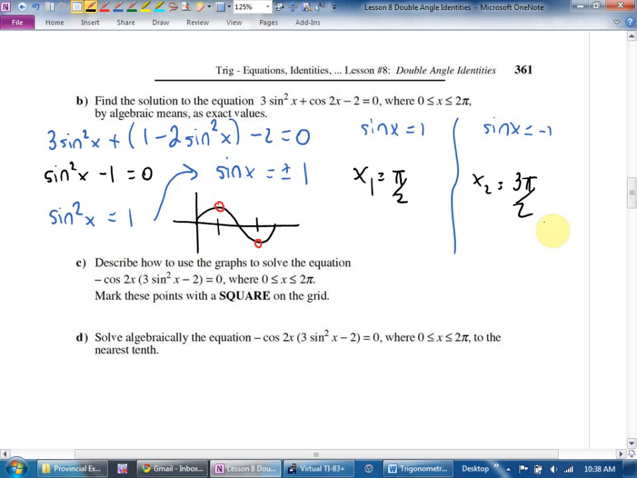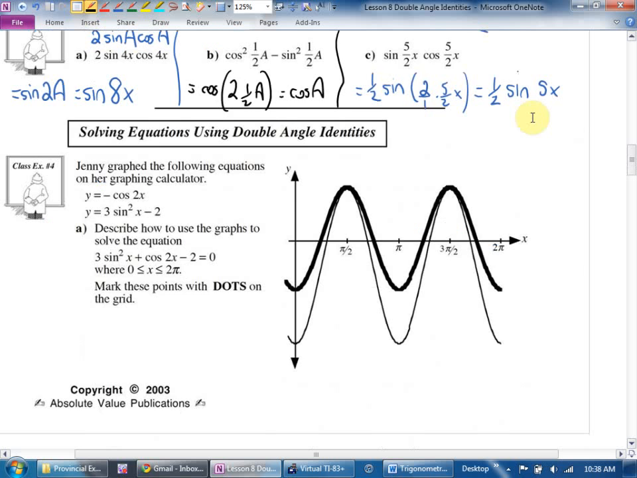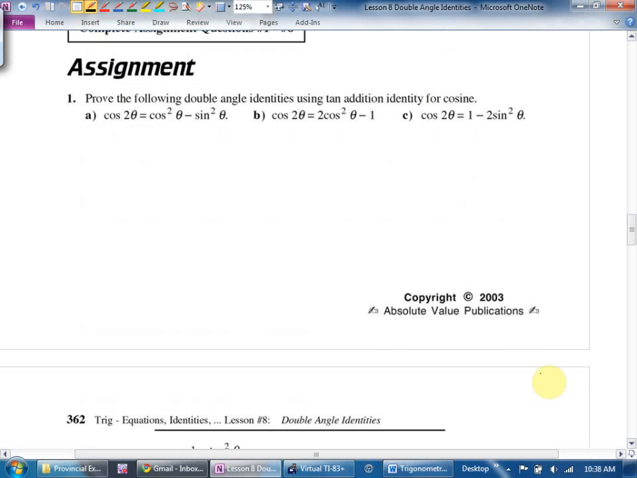I won't put one like that on your written, maybe multiple choice. I'll be honest, way more like this on your multiple choice. Oh, C says, describe how to use graphs to solve that. Graph that, graph that, find where they cross. We've done one. And in fact, number 1 wants you to prove the double angle identities. Nah.